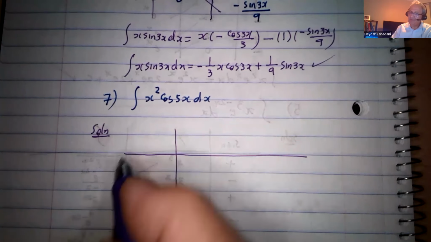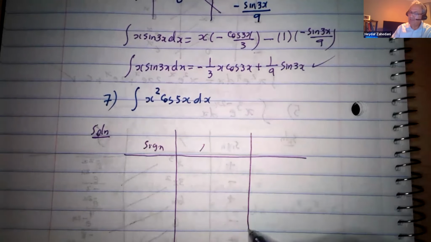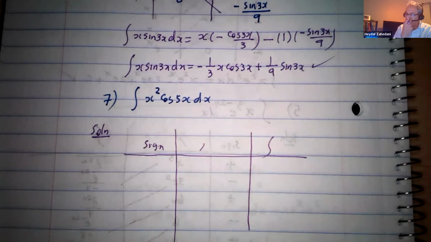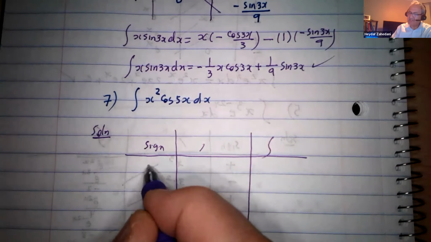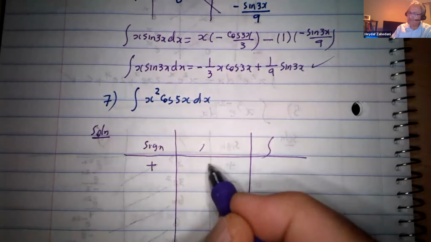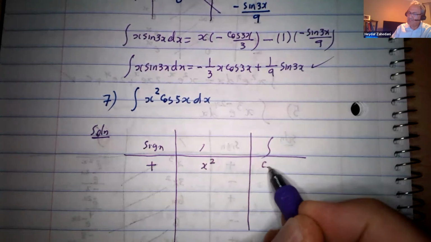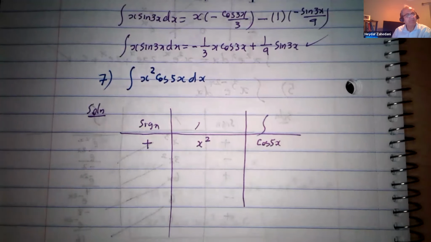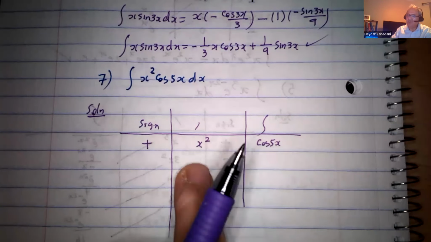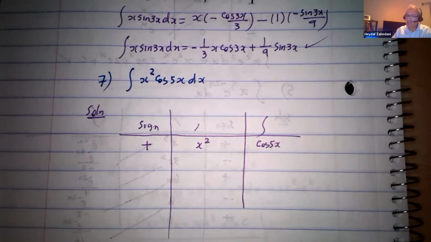Okay. So again, it's a sine prime integral, so the sign is positive. U must be x squared. U must be a power of the x. And the leftover is cosine of the 5x. Start differentiating so that you get to 0. Over here, integrate all the time.